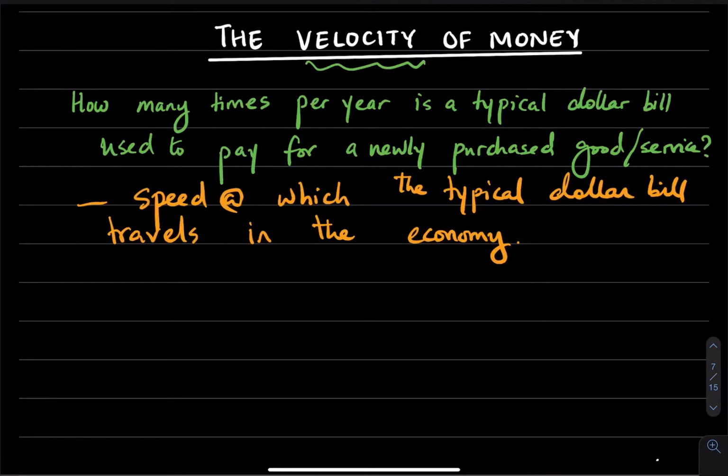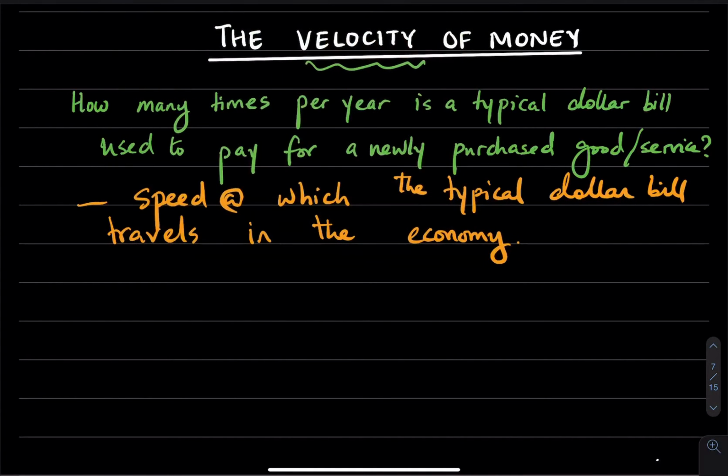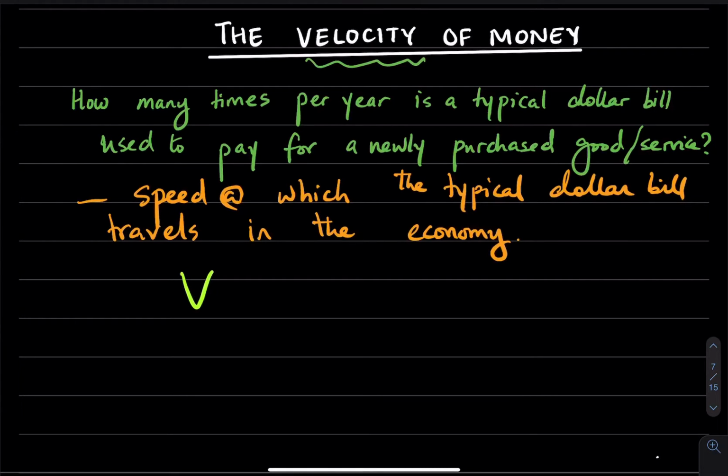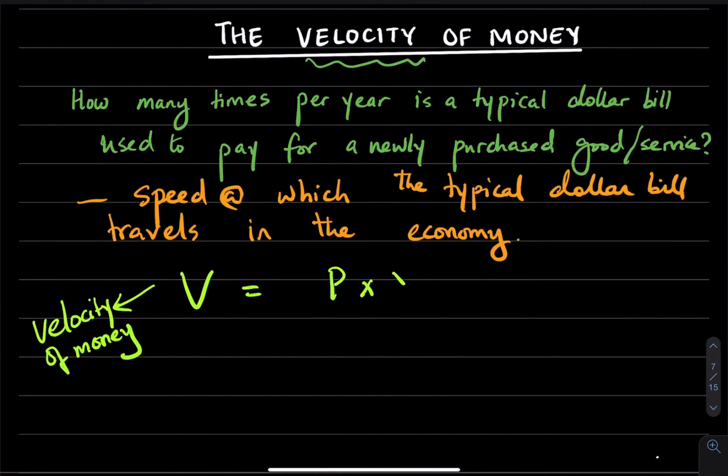To calculate the velocity of money, we are going to write down an equation right now, which is going to tell us how we compute velocity. So velocity, which is given by V, velocity of money, is equal to price times Y divided by M, which is money supply.